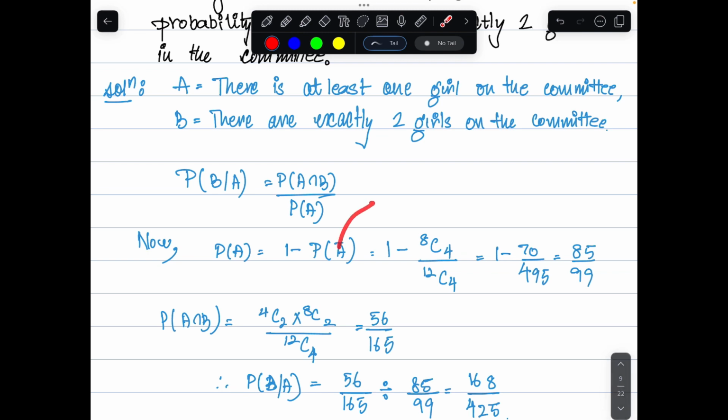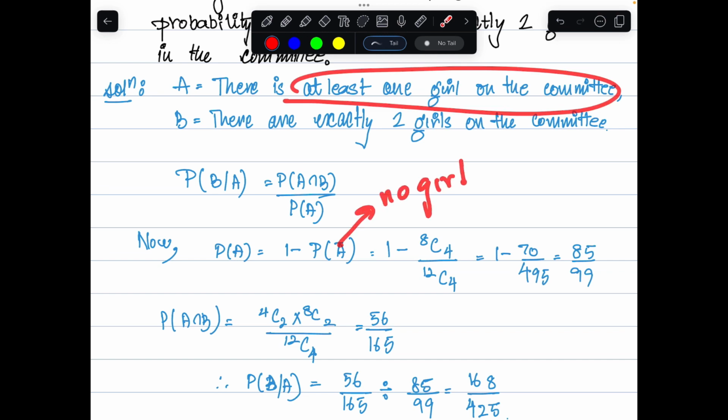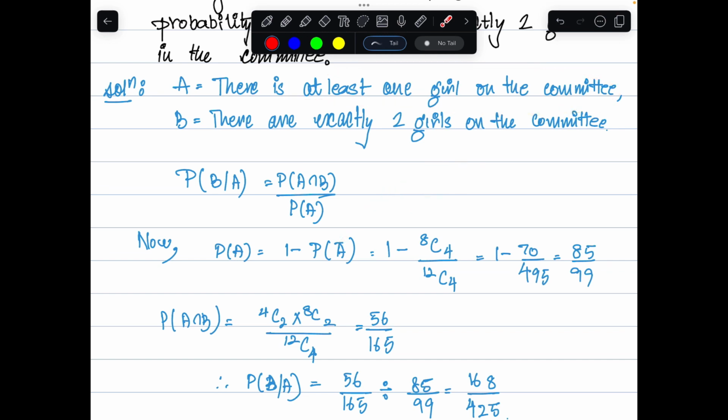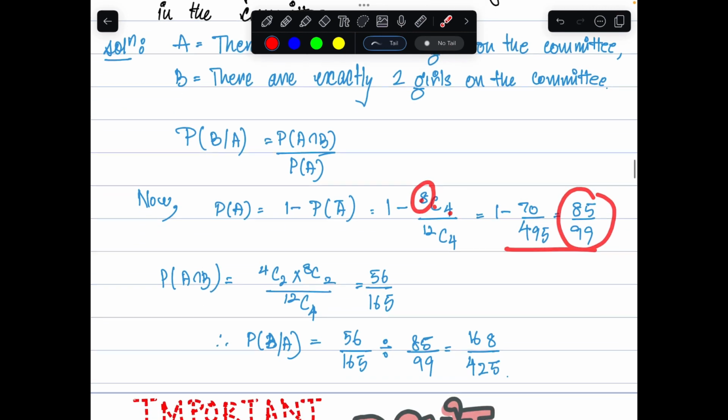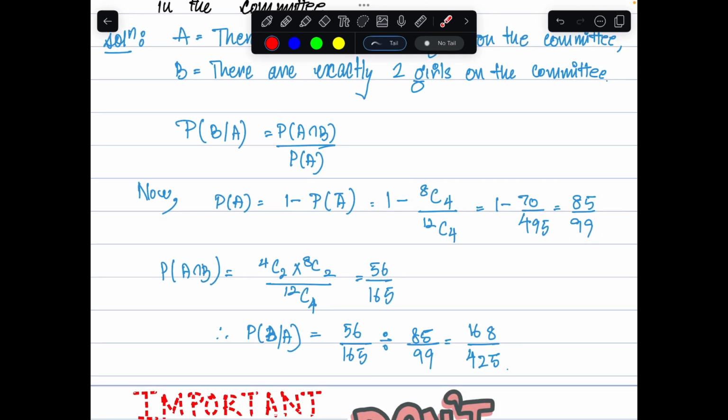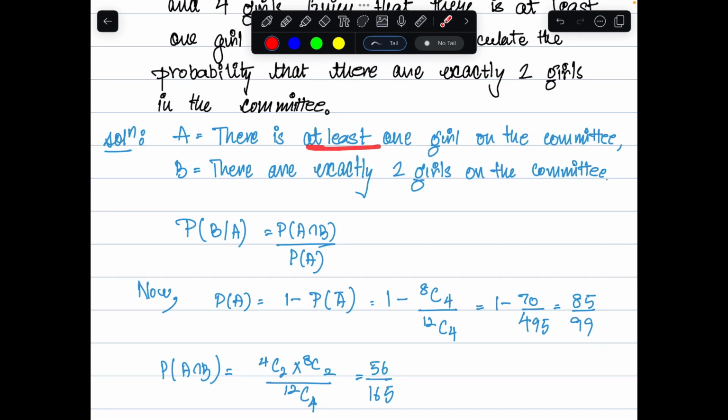A complement means what? Here at least one girl should be there, so A complement is no girl in the committee. That means I am choosing all 4 as boys. So how many boys are there? 8. So it's going to be 8C4. When you calculate, you will get this. So when I say at least one girl, it could be 1 girl, 2 girls, 3 girls or 4 girls. Instead of finding that separately, I am just taking the complement, that is no girl is there, and then subtracting it from the total probability, that is 1.